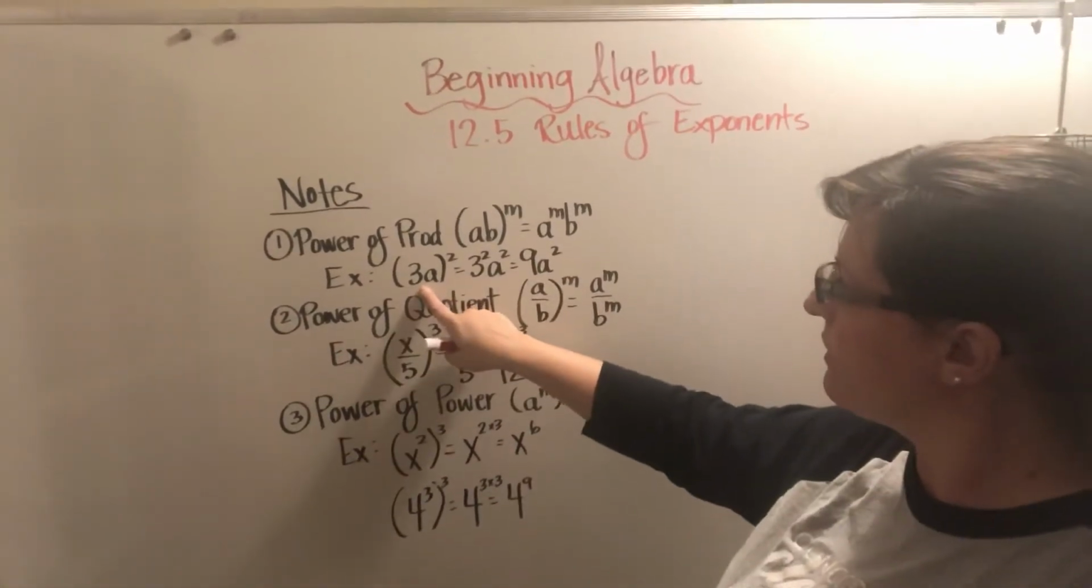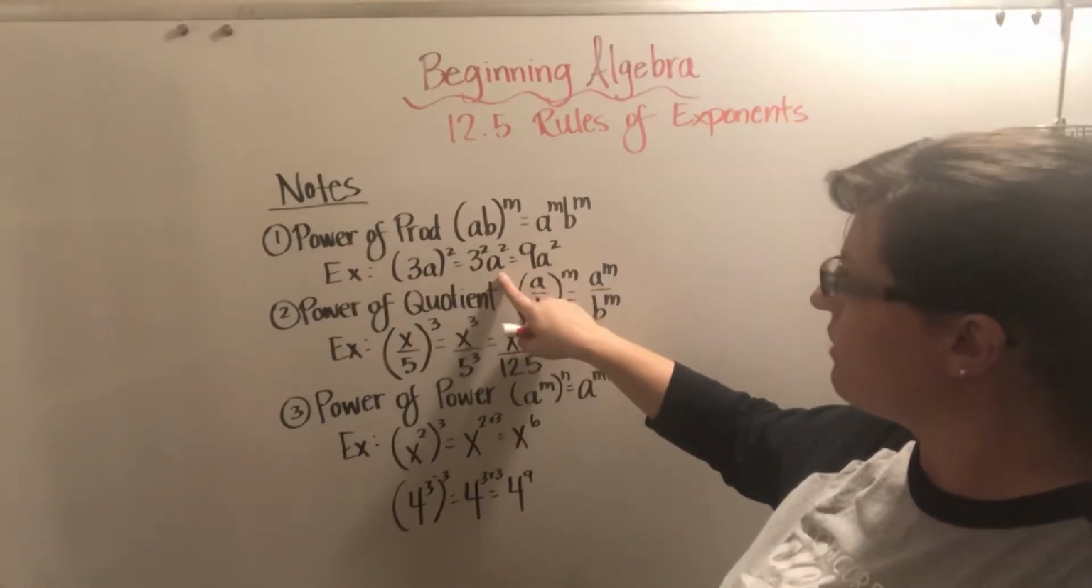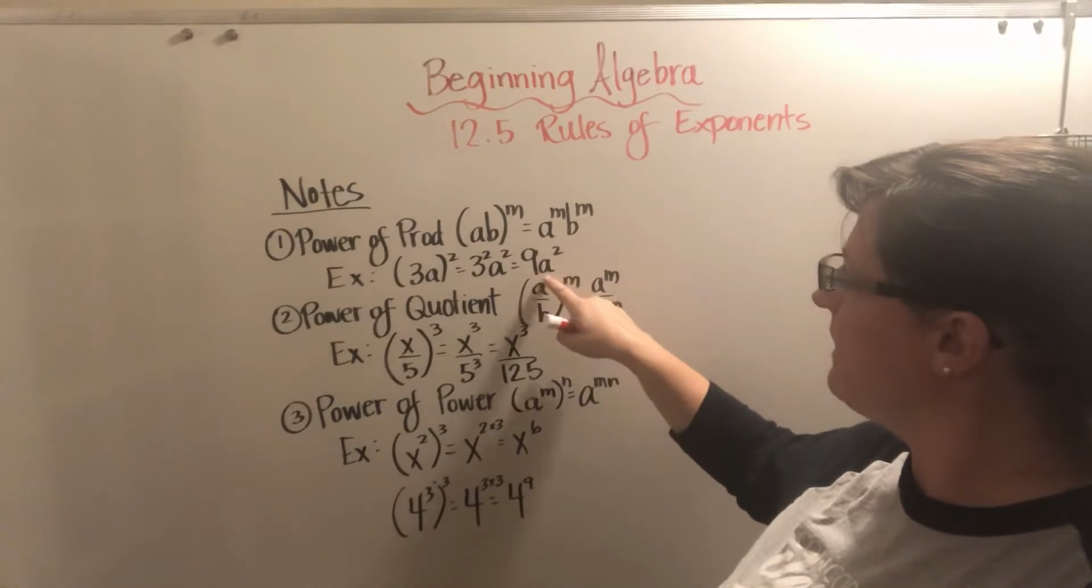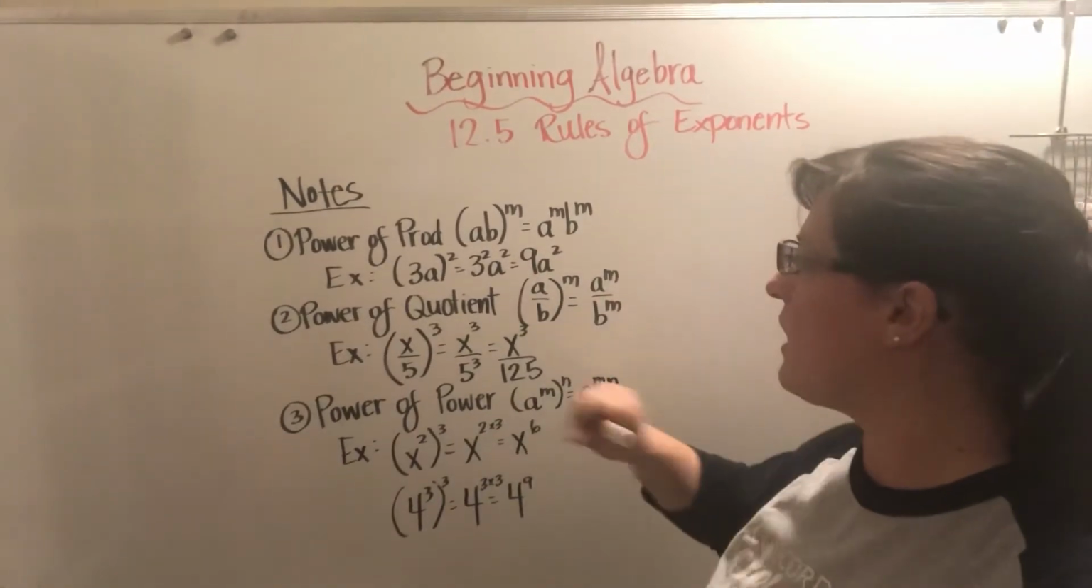So here I have (3a) squared. Remember that means 3 squared times a squared. 3 squared is 9, and your answer is 9a squared. Okay, that's power of a product.